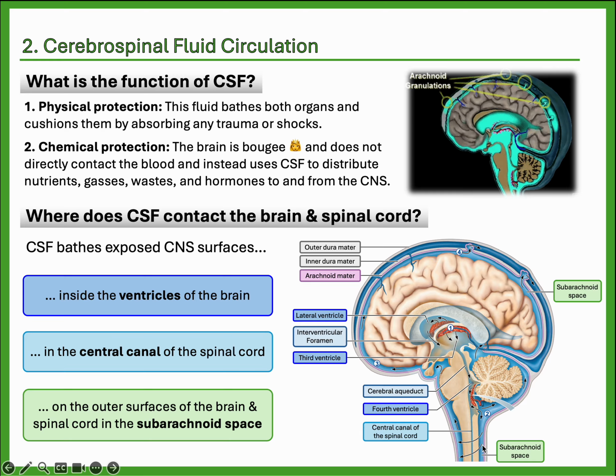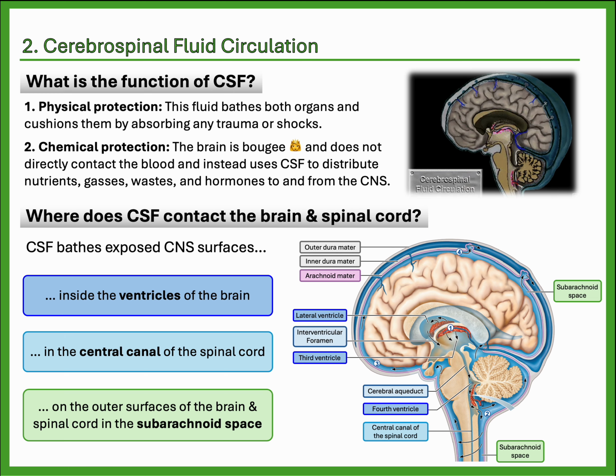You see the subarachnoid space of the spinal cord. You also see the subarachnoid space all around here, right, of the brain. This is below the arachnoid mater, and sandwiched in between, the pia is like touching the brain, right? So this is the subarachnoid space.